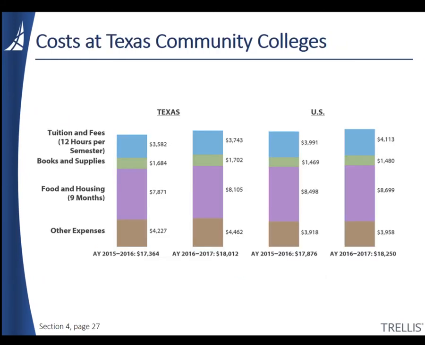Texas community college costs have historically been lower than the national average, though Texas has been catching up in recent years. The chart here shows the total cost of attendance, which, as we learned in the earlier section, includes tuition and fees, books and supplies, and living costs. In the Texas community college sector, tuition and fees make up about 21% of the total cost of attendance. Books and supplies make up about 9%, and living costs make up the remaining 70%.